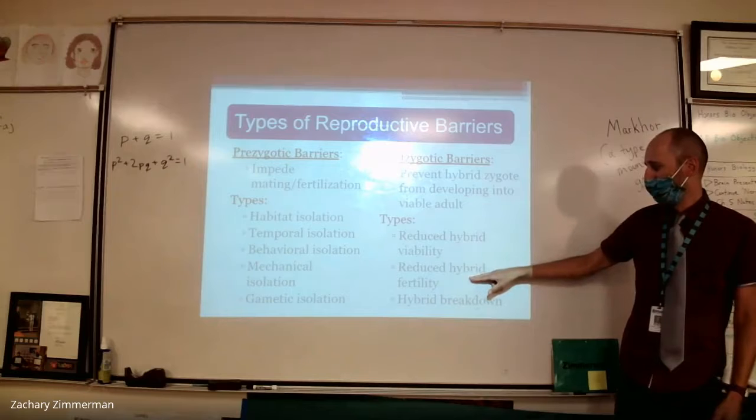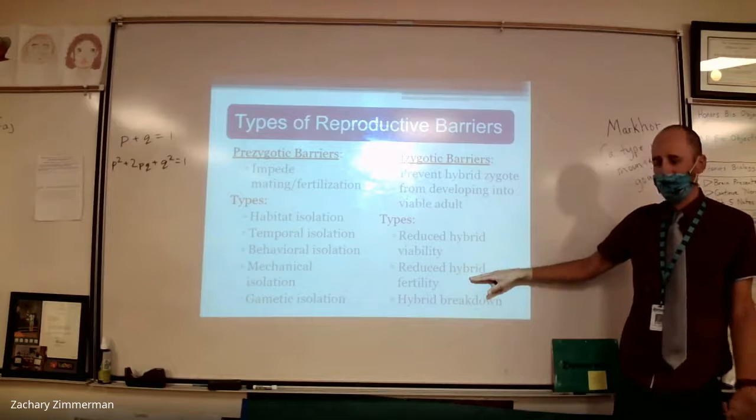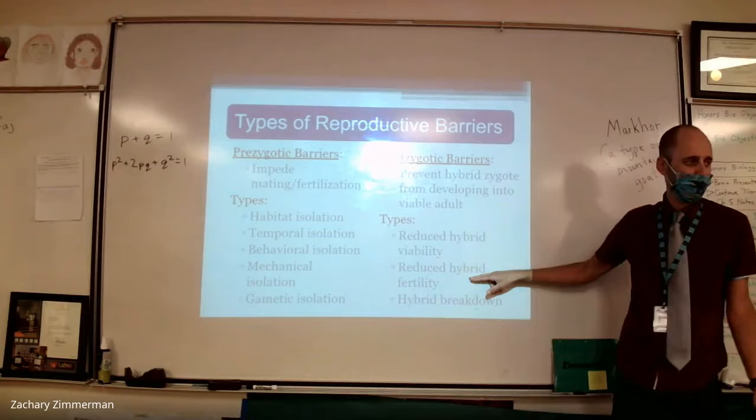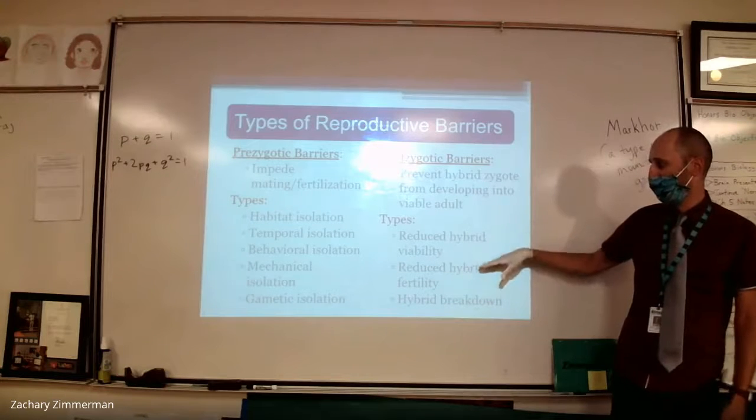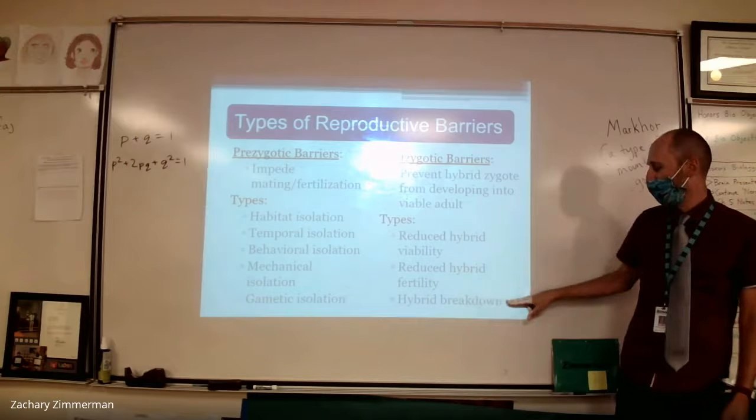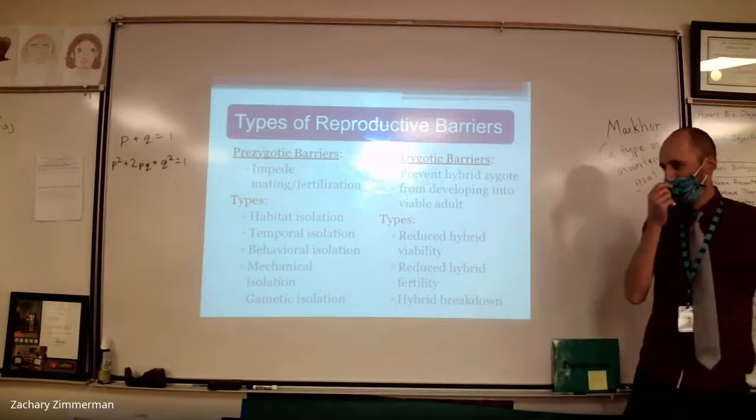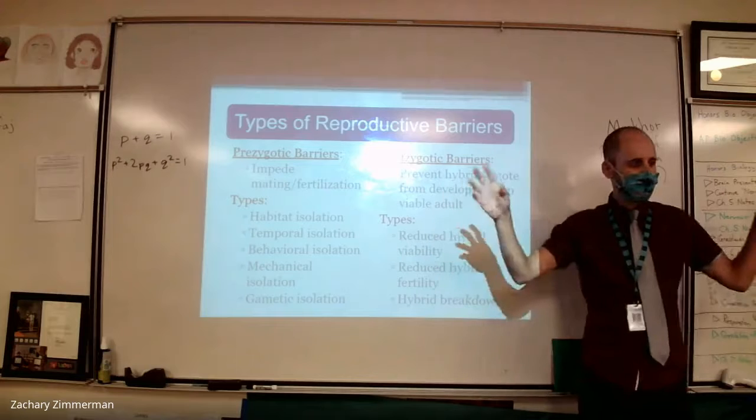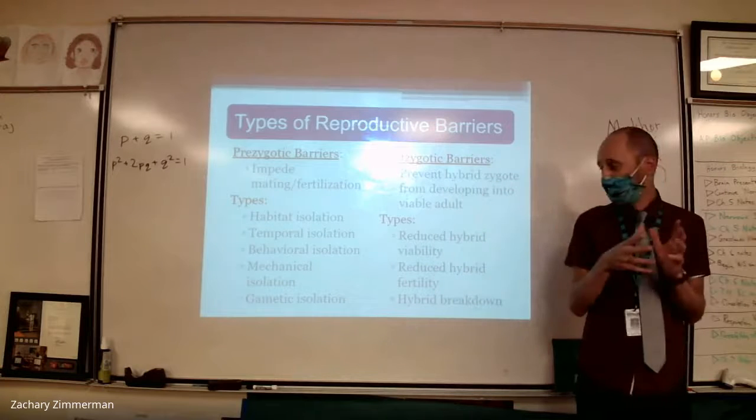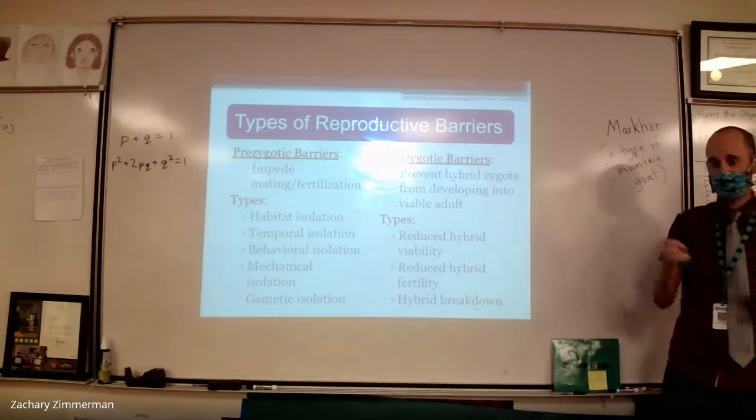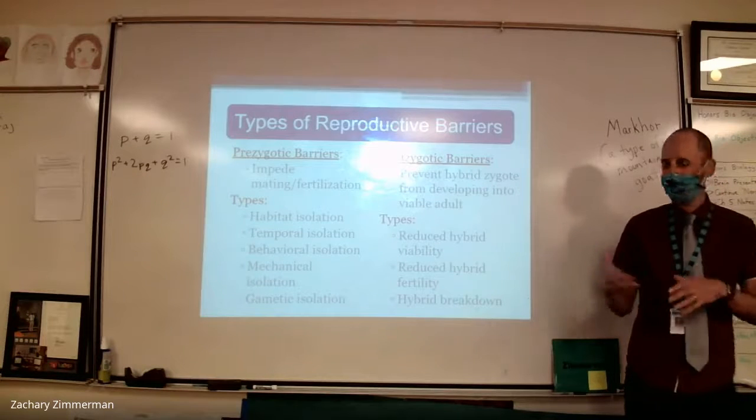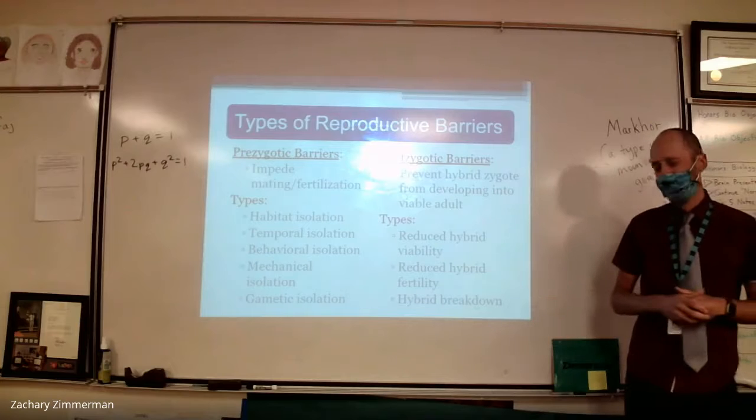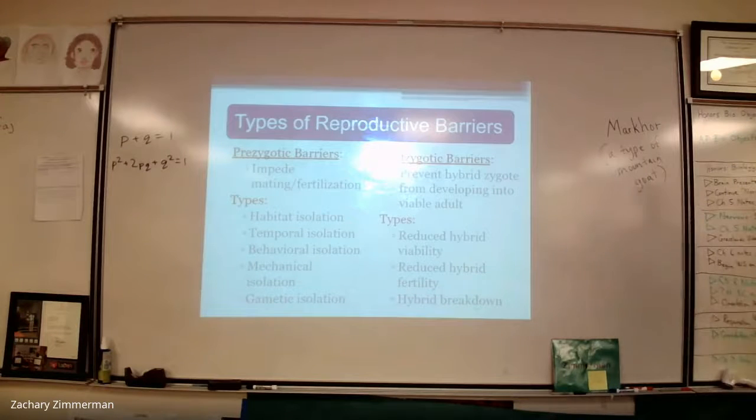Hybrid fertility. If the offspring do not have the ability to reproduce upon maturity, then that would count as a reproductive barrier. Hybrid breakdown. If we have a lot of distinct species that are crossing together, and we get a lot of hybrids, and then those hybrids cross with other hybrids, there are some cases where somewhere along the line, offspring may end up being infertile. So that would be a reproductive barrier as well.